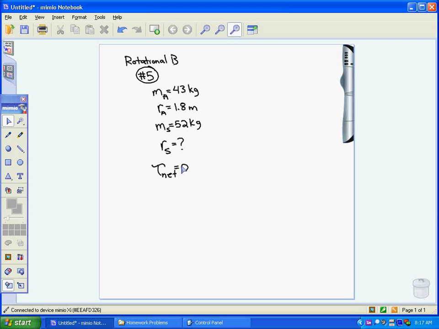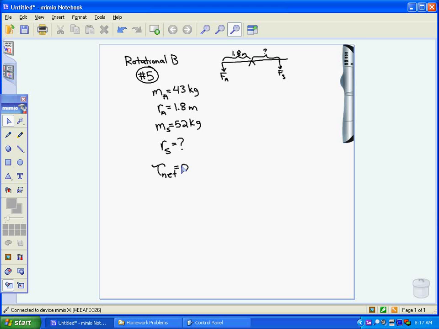If I draw this picture, here's the seesaw, and over here I have the force of Ashok. Radius is 1.8 meters. Over here I'm going to have the force of Steve, and I need to figure out the radius of Steve. That's our unknown. The way I have this drawn, remember that torques in the clockwise direction are negative, and torques in the counterclockwise direction are positive.